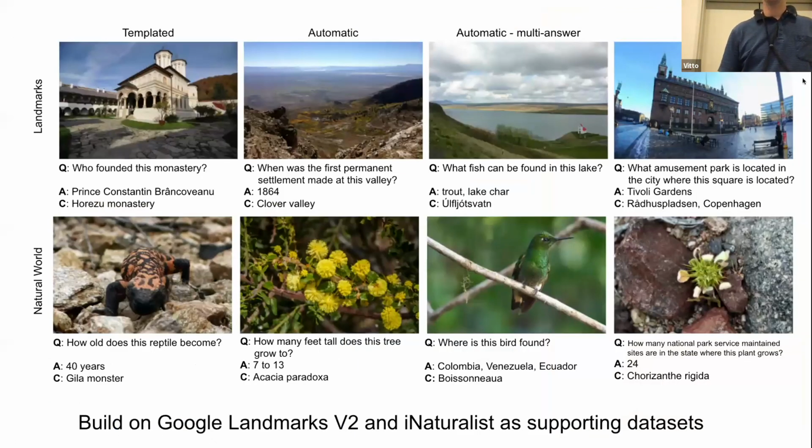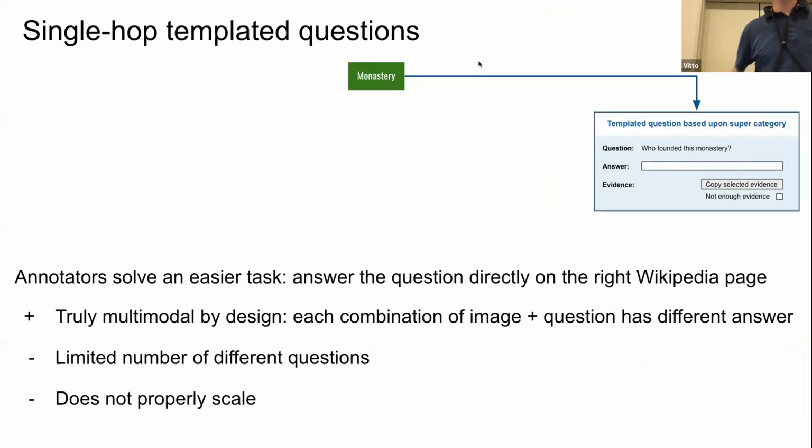So here are some examples of our questions. We build on Google Landmarks v2 and iNaturalist as supporting datasets that provide us with the query image and also the ground truth category C of the main object in the image, which we don't tell to the model, but we use it to build the dataset.